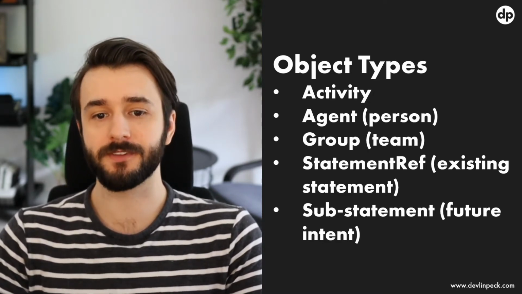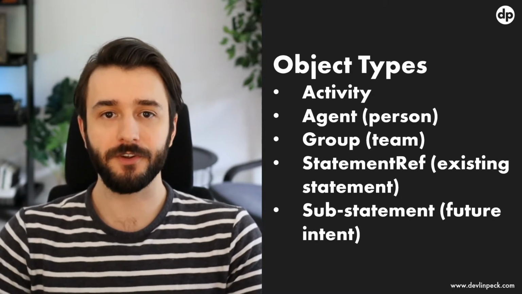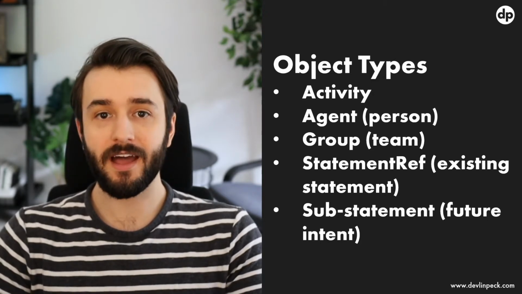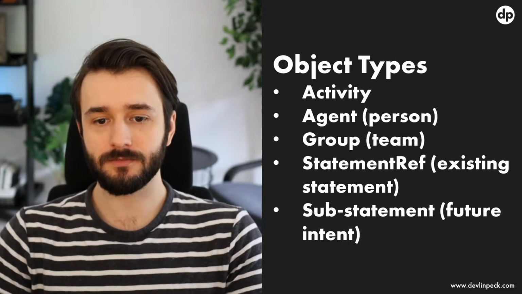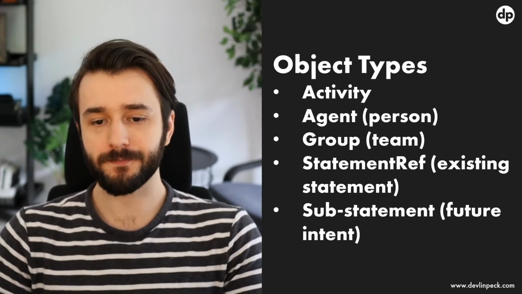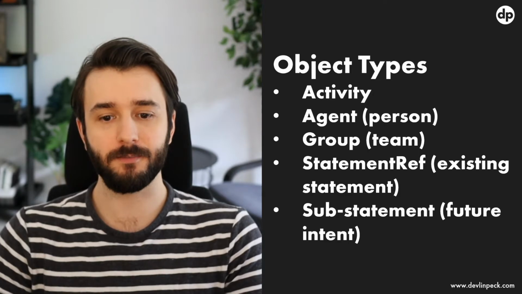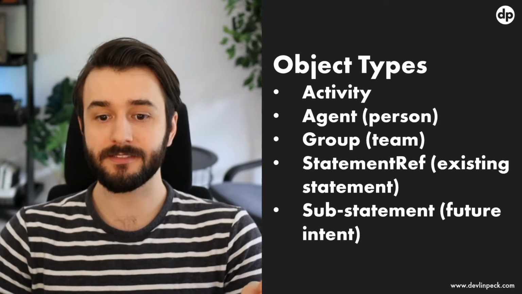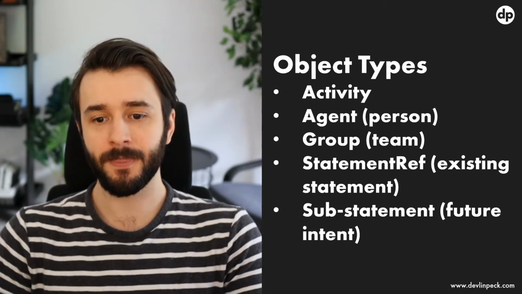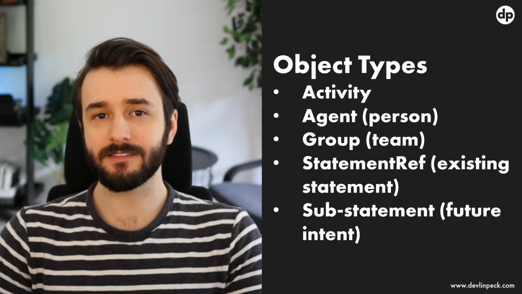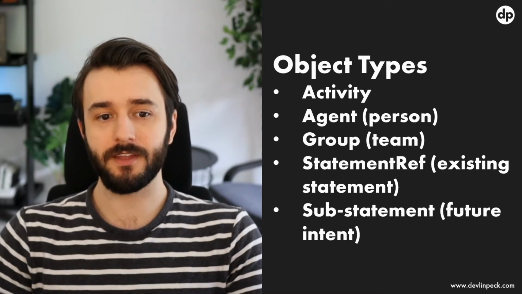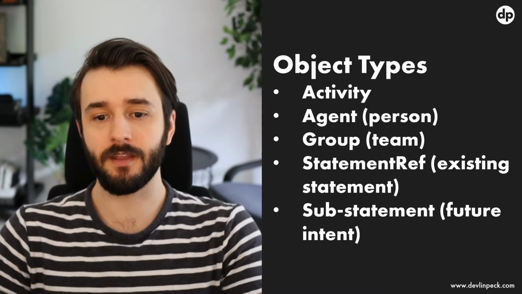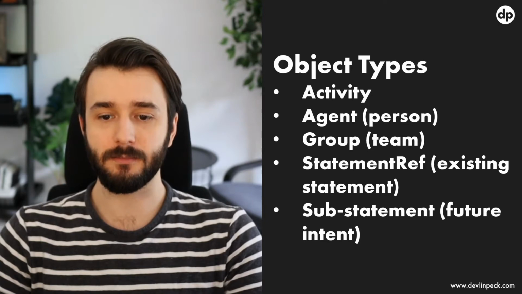And same thing for groups. The object can also be a group where Devlin greeted team A, or Devlin was hired by management. So it can be an activity, an agent, a group. And these last 2 are a bit more rare, but it's also possible for the object type to be a statement reference, signified just by statement ref, exactly as you see it on the screen. And that would be if the object is an existing statement. So for example, Devlin flagged an existing statement, or Devlin reported an existing statement. You would use that statement ID as the object.